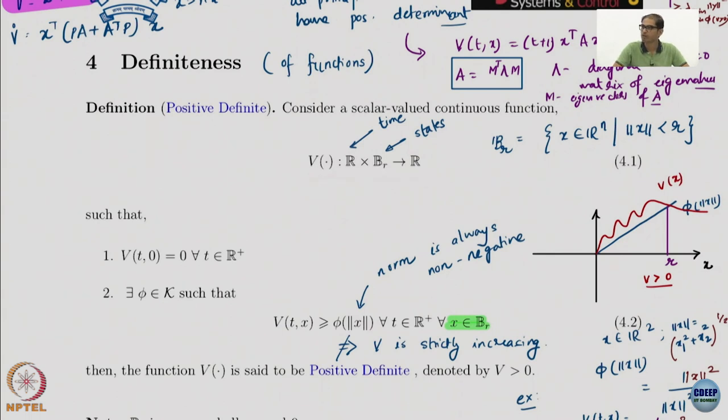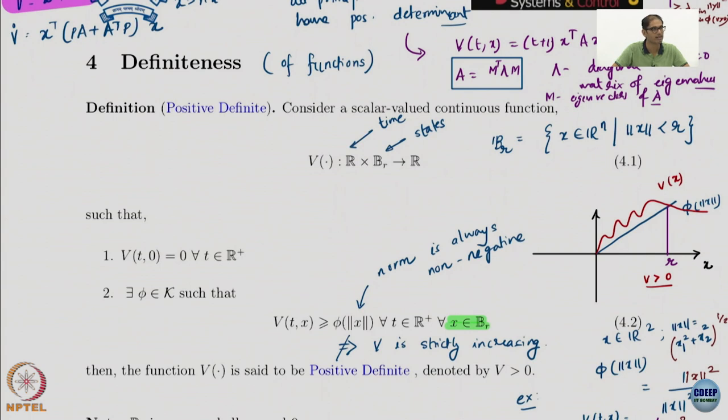As of now, I've only defined the domain and the range, okay? What do I require? I require that it is 0 for 0 states. The function has to be 0 valued when the states are at 0. It is almost like a norm condition, remember? It has to be 0 when states are 0 for all t in R plus. It doesn't matter what t is.